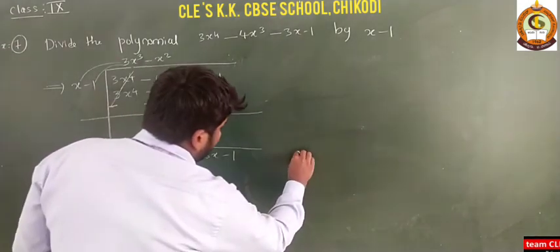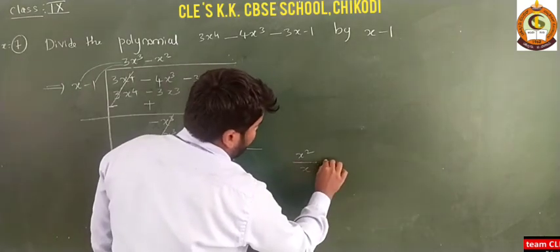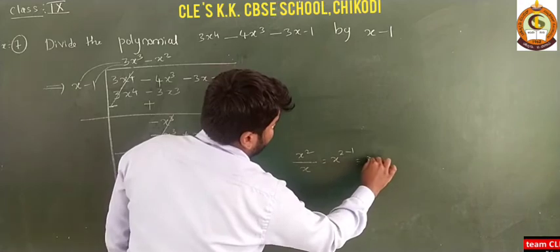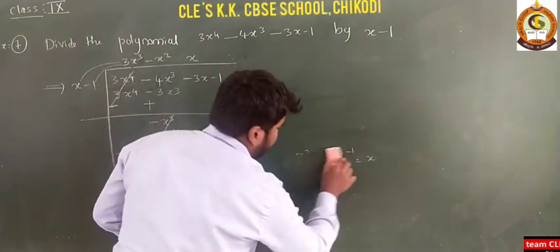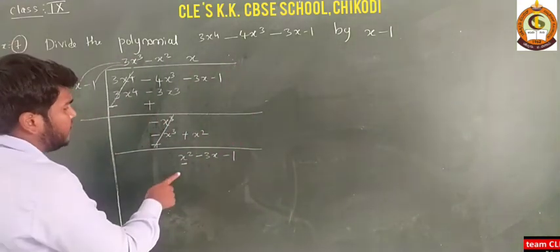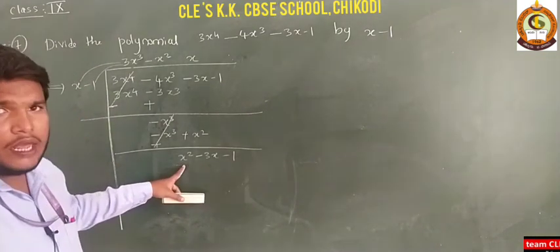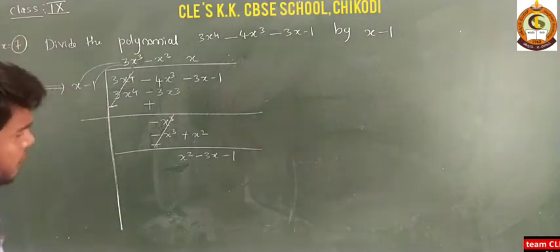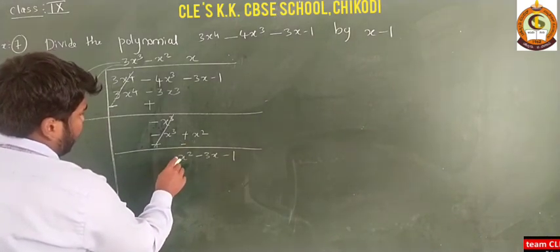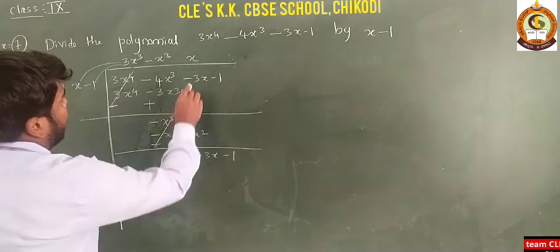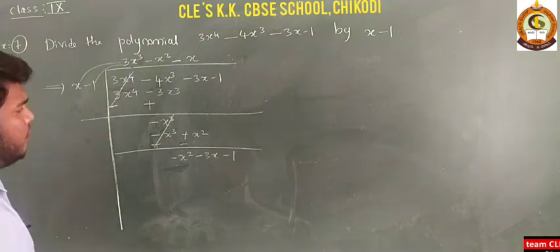Now see, this is x square. The first term is x square and the first term of the divisor is x. So this is x raised to 2 minus 1, which is x raised to 1, which is nothing but x. I have to take x. Okay dear students, now we need to see whether to take minus sign or plus sign. Here this is x square minus of 3x minus 1, so I should consider here minus, so it is minus x square minus of 3x minus 1.